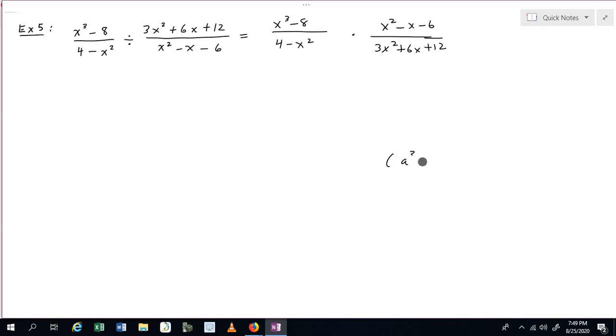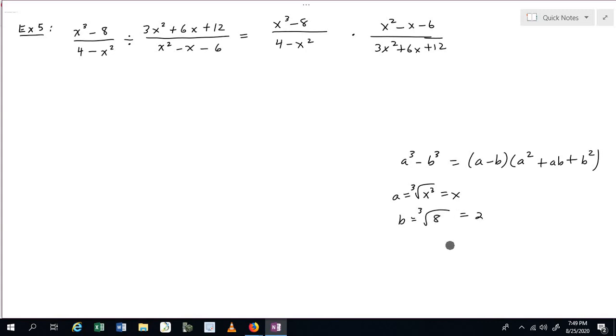Now remember the difference of cubes, a cubed minus b cubed, is a minus b times a squared plus ab plus b squared. In this case, a is the cube root of x cubed, which is just x, and b is the cube root of 8, which is 2.